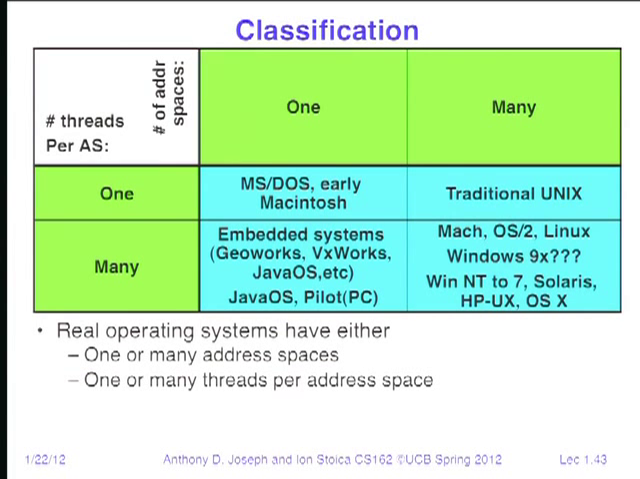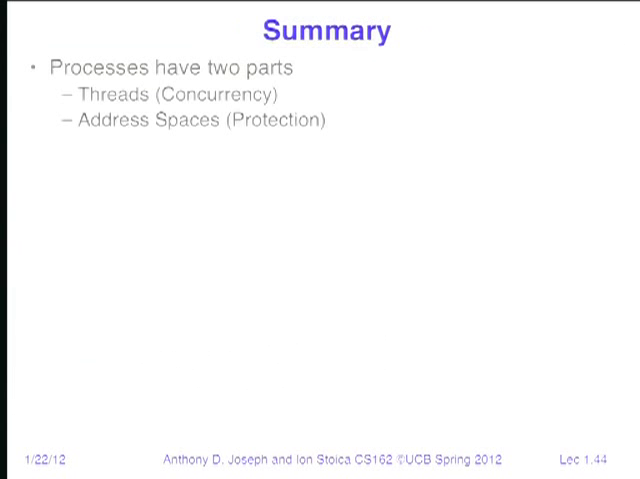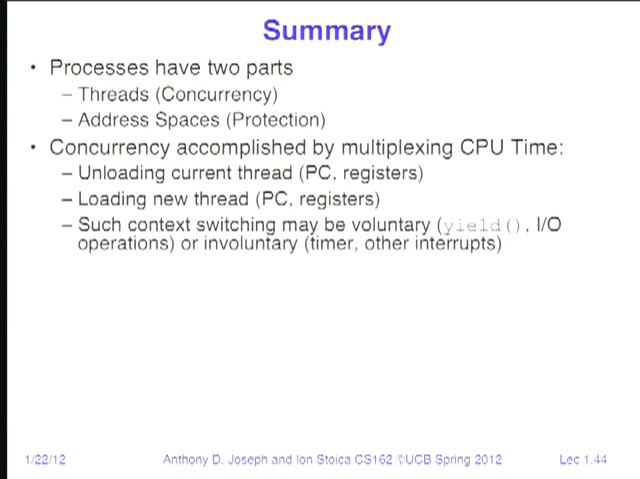Okay? I'll skip this and go to summary. So processes have 2 parts. There is a concurrency component, which is the threads, and a protection component, which is the address space. Concurrency is accomplished by multiplexing the CPU in time. We do a context switch by unloading the current state of the CPU, loading the new state. And this context switch can occur either voluntarily through yields or system calls, or involuntarily through I/O or interrupt operations.